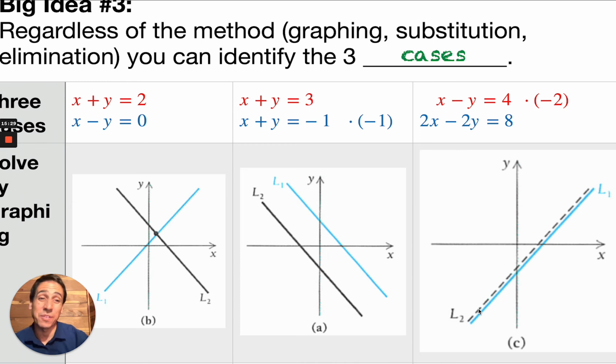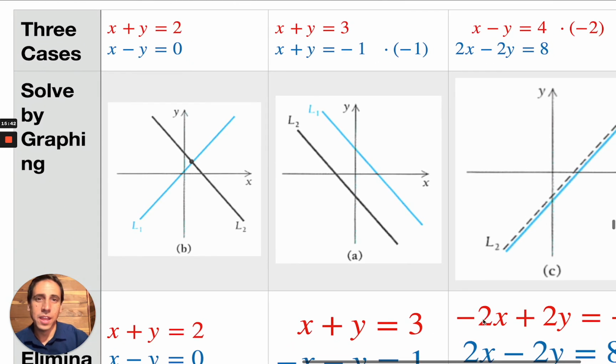There's an infinite number of intersections. There's just so many intersections going on. Every single point on the line is an intersection. So if there's an infinite number of intersections, there's also an infinite number of solutions. That's what the three different cases are going to look like when you graph: one solution, no solutions, infinite number of solutions.